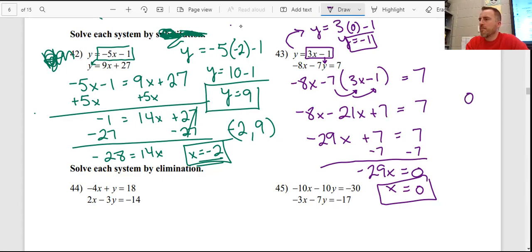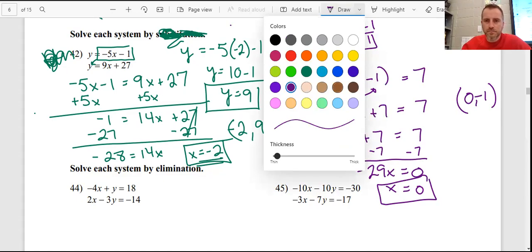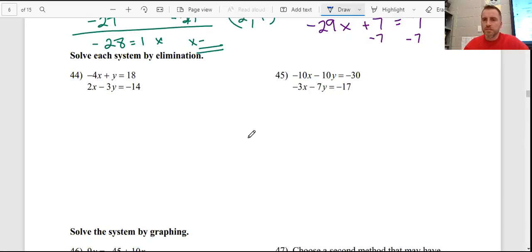All right, now let's solve one by elimination. The way we solve by elimination is we are trying to take one of the variables, either the x's or the y's, and make them have the same number but the opposite signs in both equations. And so we're going to add the equations together and line them up, add them straight down, top to bottom, and eliminate one of the variables so that we can solve for the second one.